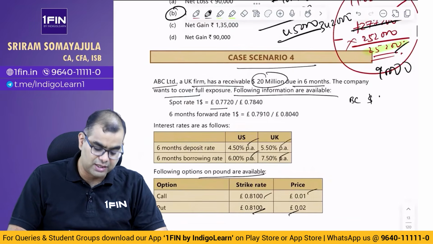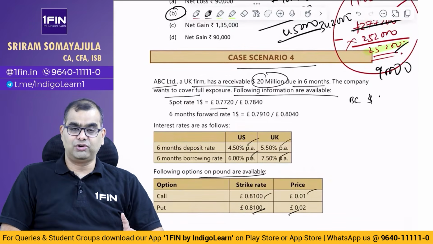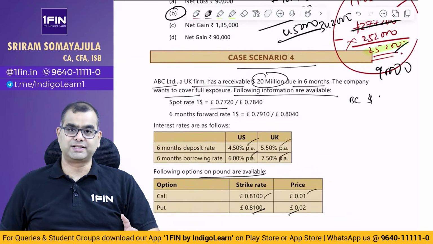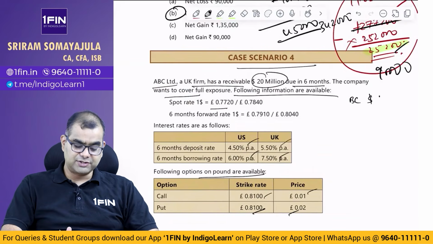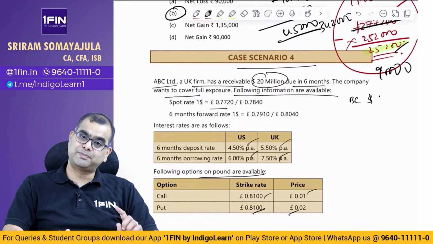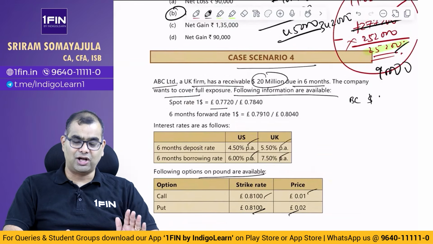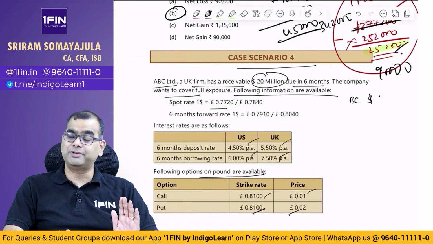So, who is our fellow? Our fellow is a UK firm. He has a receivable of $20 million. So, basically, he is an exporter. He has exported to the US and the US is paying them in dollars. Those dollars he has to convert into pounds. So, his goal is to sell dollars and buy pounds. If he is selling dollars, the base currency is dollars, and the banker bids to buy the base currency.